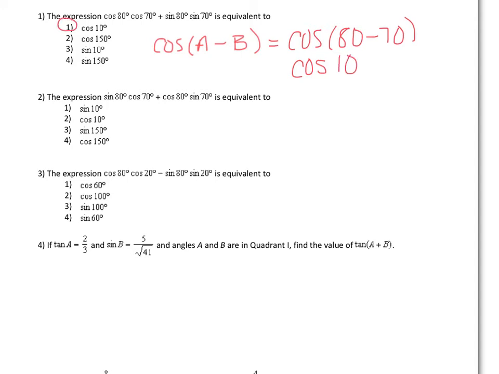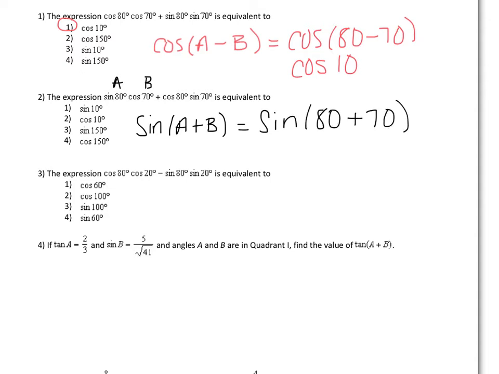All right, number 2. Find the formula that has sine cos plus cosine sine. Okay, the formula that you're going to find is sine of a plus b. And we'll say that a is 80 and b is 70. So now we're going to take sine of 80 plus 70. And what's 80 plus 70? 150. So sine of 150, choice 3.